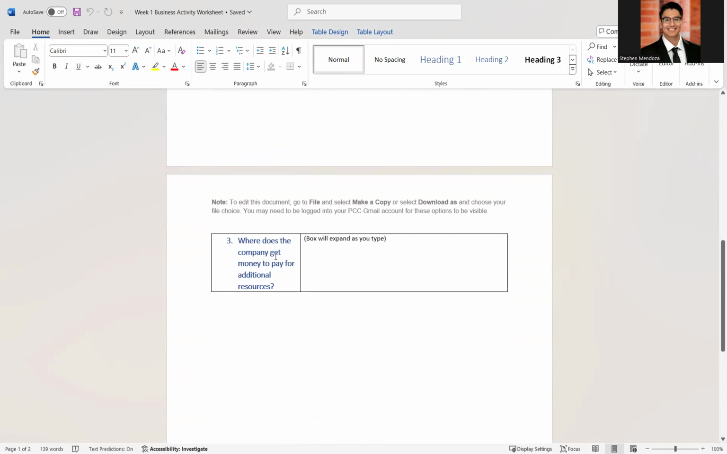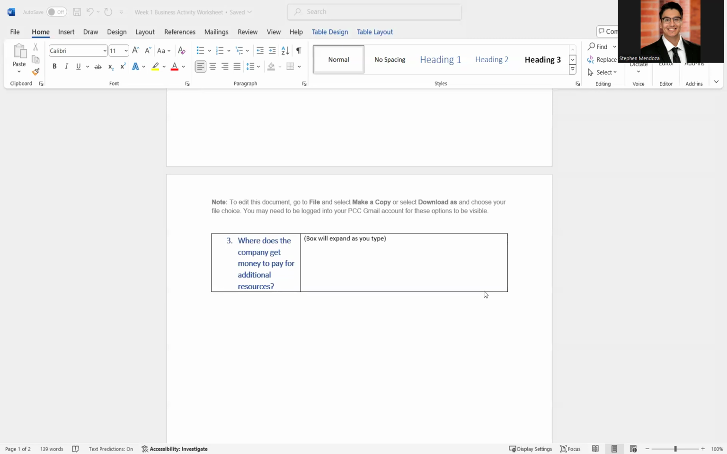And lastly, where does the company get money to pay for additional resources? There's a lot of sources for money, of course. If you think about personal savings, small business loans, there's grants, there's crowdfunding platforms, there's investors, partnerships, line of credits. You can generate additional income.